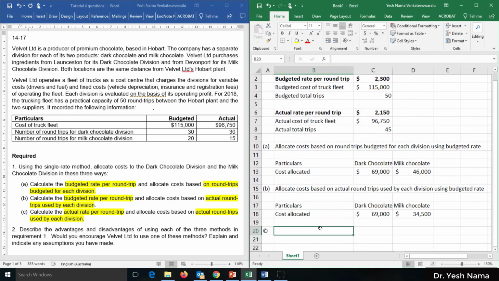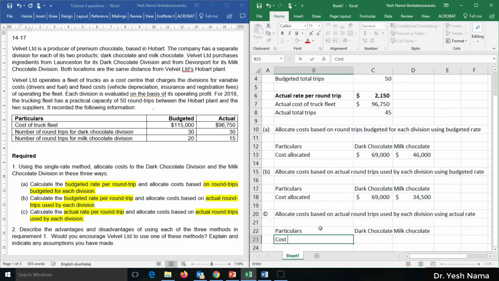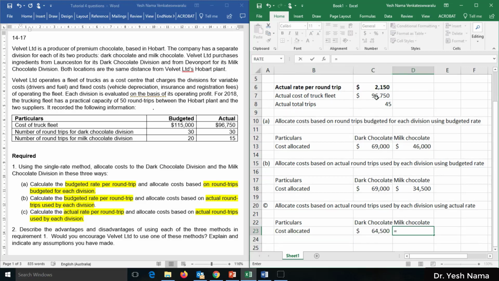Finally, we move on to allocate costs based on actual round trips used by each division using the actual rate. Cost allocated here will be the actual rate 2,150 per round trip times the actual number of trips for dark chocolate, 30, and the actual rate 2,150 per round trip times the actual number of trips, 15, for milk chocolate. So this is the calculation for part 1 of this question 1417.